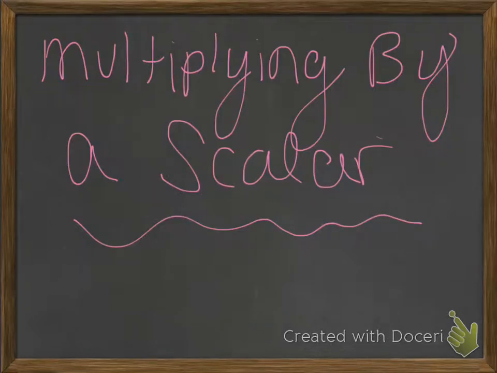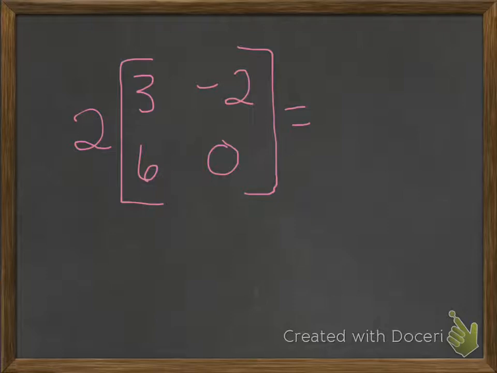Alright, the next thing we're going to do is actually multiply a matrix by a scalar. Now a scalar is just a fancy way to say that we're going to multiply it by a number, such as 2. So 2 would be our scalar. Okay, when we multiply a matrix, basically it's a form of distributing.